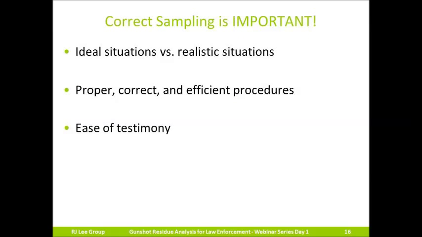So now I want to go over why correct sampling is incredibly important. In an ideal world, every sample that you would collect would have, let's say, hundreds to thousands of GSR particles on them. Well, that's possible. They could, and we have seen samples that have hundreds to thousands of particles on them. However, let's be realistic. We tend to see samples with a few particles on them, maybe one particle on them, or no particles on them at all.